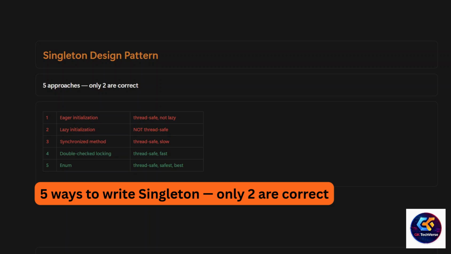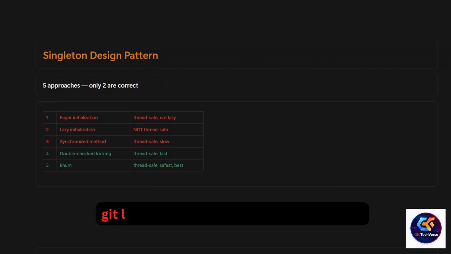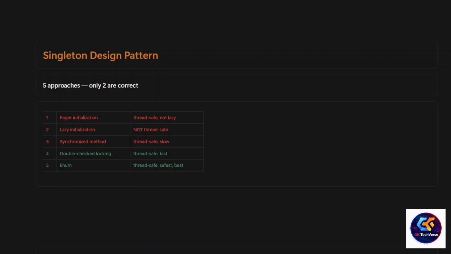How many ways can you implement a singleton in Java? Let me show you something interesting. We can create a singleton in 5 approaches, but only 2 are correct. Now here is the reality. 90% of developers write option 2 and it is completely wrong. And in interviews, only 2 answers are actually considered as strong.